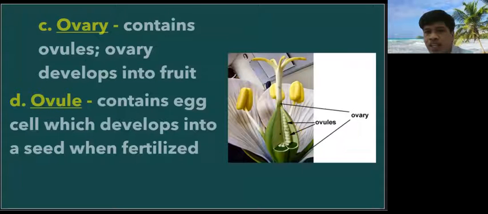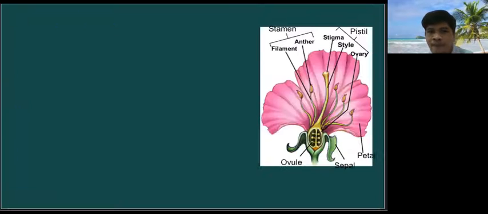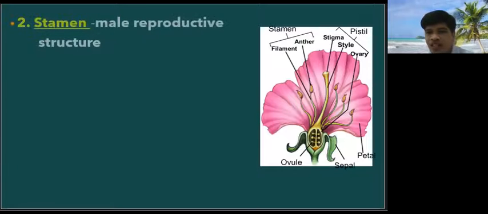That's for the female part, the pistil or carpel. Next, the stamen. The stamen is the male reproductive structure, and it is made up of two parts.